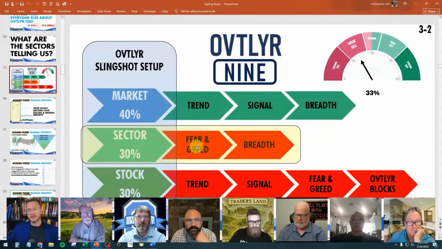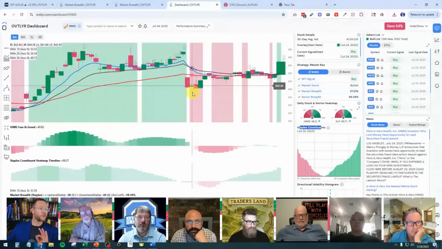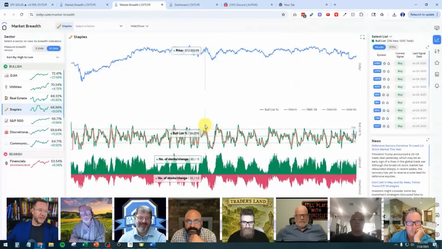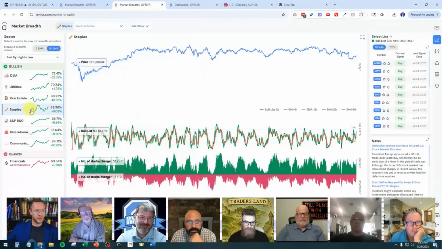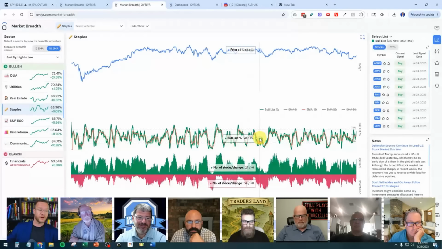Fear and greed. This is actually a pretty neat hack that I've come up with. Until Mahesh builds this into market breadth, and I did send him a formal written request, please add this to market breadth, we can't actually see the fear and greed score on the breadth over here. It doesn't exist right there for now.